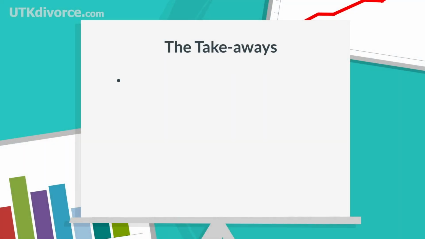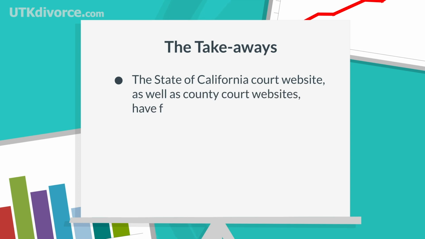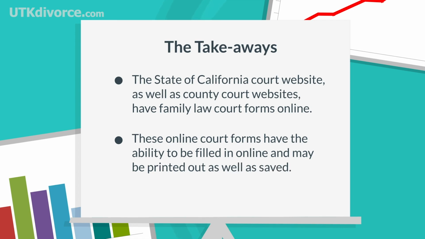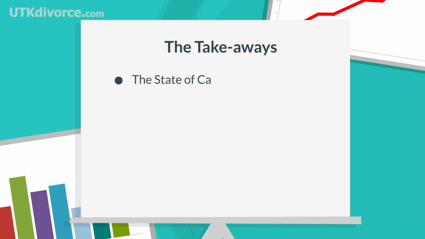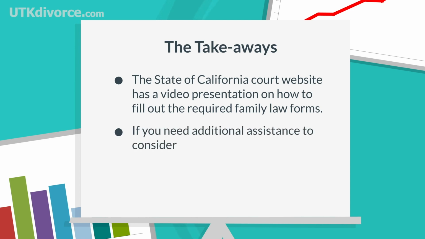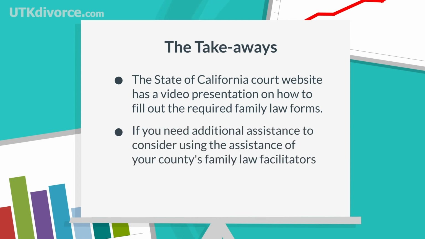The takeaways. The State of California court website, as well as county court websites, have family law court forms online. These online court forms have the ability to be filled in online and may be printed out as well as saved. The State of California court website has a video presentation on how to fill out the required family law forms. If you need additional assistance, consider using the assistance of your county's Family Law Facilitators office.